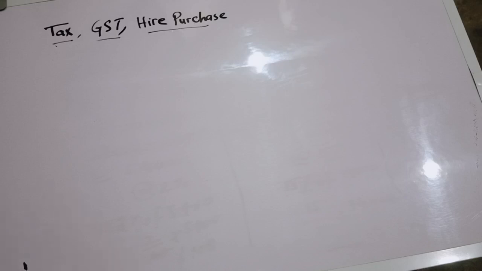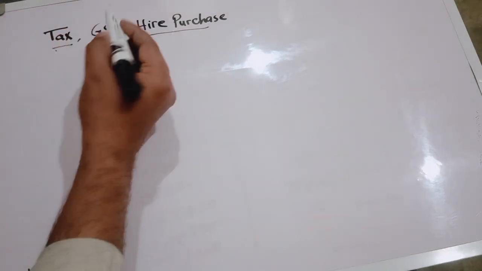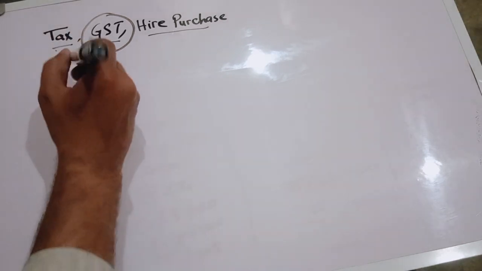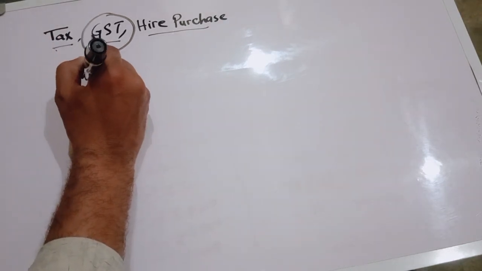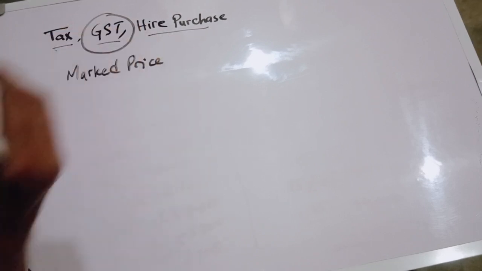So welcome back everybody. Before this video we were discussing the income tax, but the next thing we need to discuss is GST, general sales tax. General sales tax will be applied on the marked price of any object, the price which is marked on any article or any object.